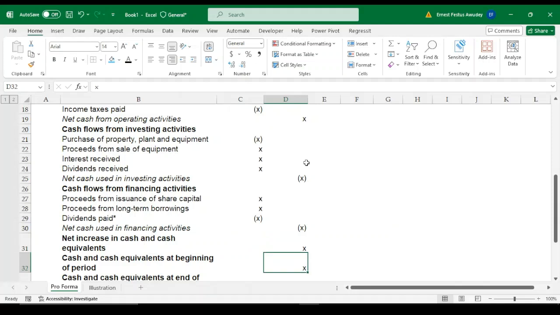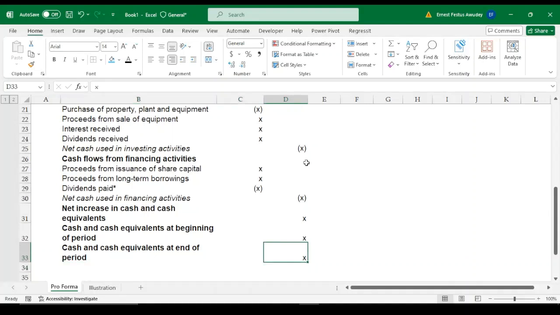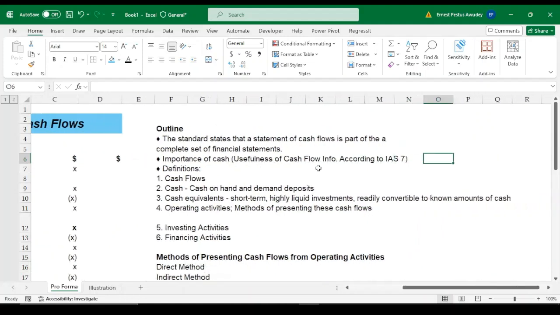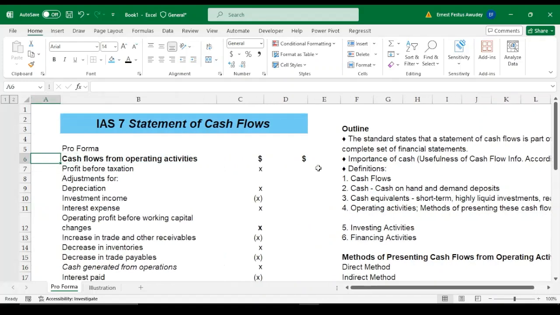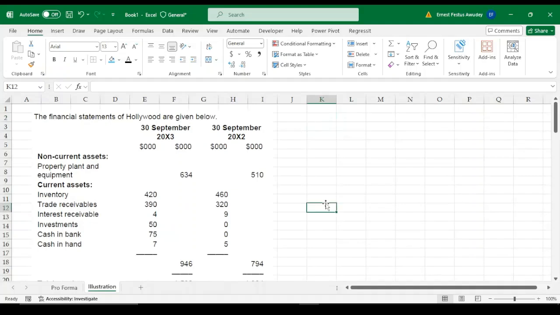Then you are going to add your cash and cash equivalents at the beginning of the period, all right? And that is going to give you your cash and cash equivalents at the end of the period. All right, so that is how the statement of cash flow is presented. Now, that is principally everything you need to know about the statement of cash flows. All right, so enough of the talk. Let us dive into the calculations and see how this is presented in a scenario. All right, so we have an illustration here, and we are going to dive right into that.